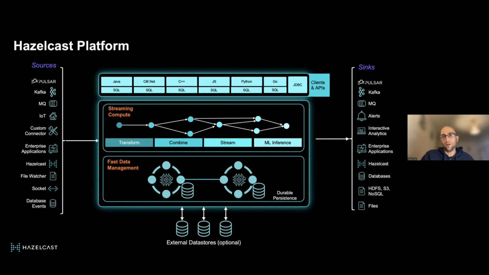The platform has two main components. The first one is the streaming compute, which is the stream processing engine. This will allow you to handle data in real time. And we also have the fast data management. This is kind of a caching solution, where it can load your data from hard disk or from a database into memory. Once we load it into memory, it allows you to access your data in a much faster way compared to accessing it from hard disk every time.